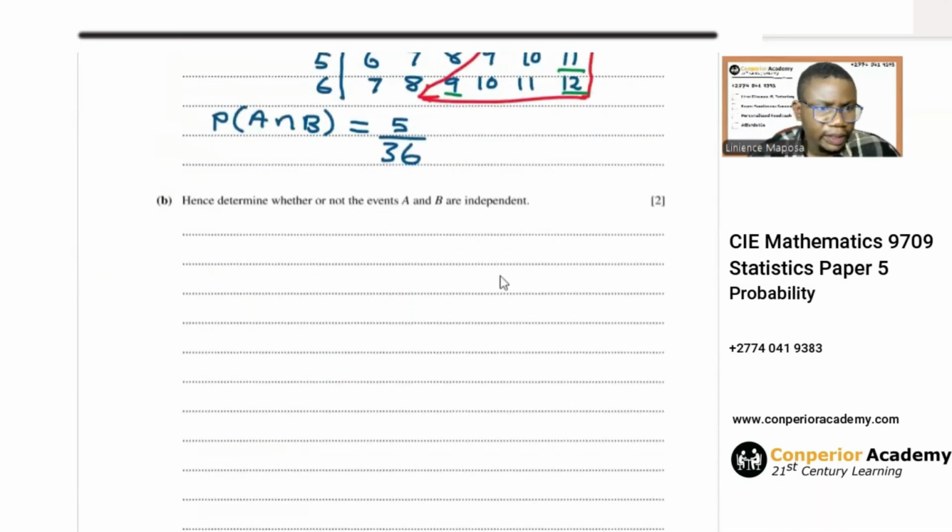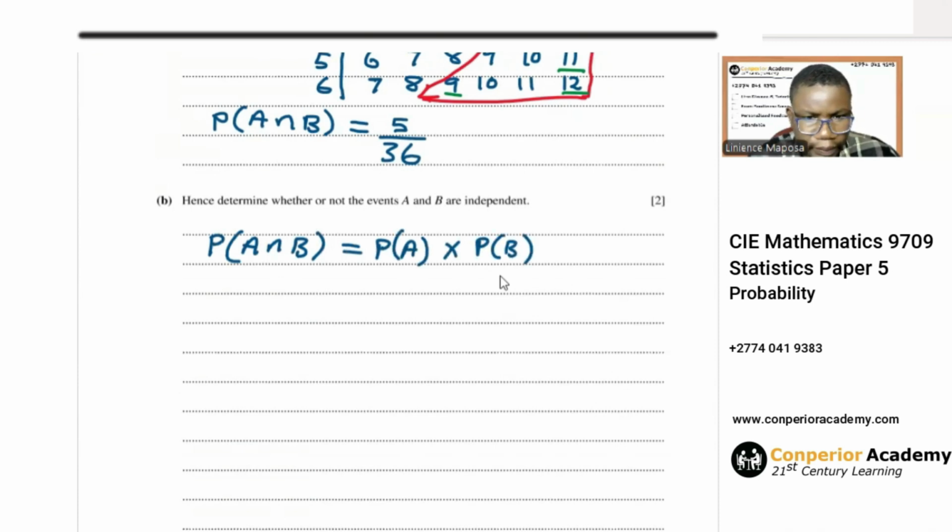So this is a test for independence. We know that the probability of A intersection B will be equal to the probability of A multiplied by the probability of B if the events are independent. Another way of saying this, as a side note, is that the probability of A given B will be the probability of A if the events are independent. That means that B occurring will not influence the probability of A.